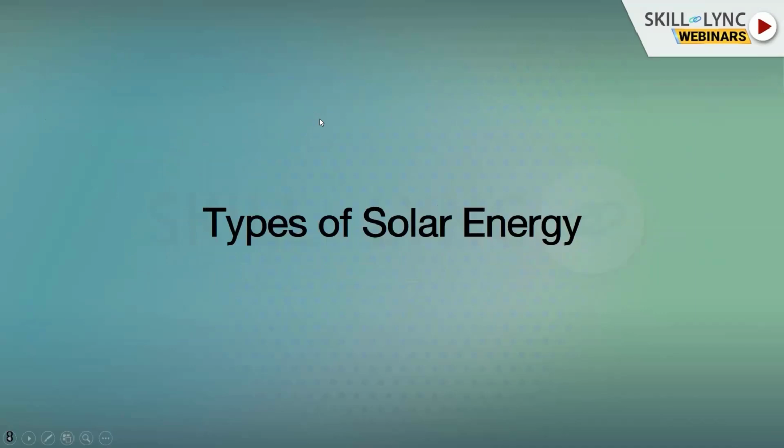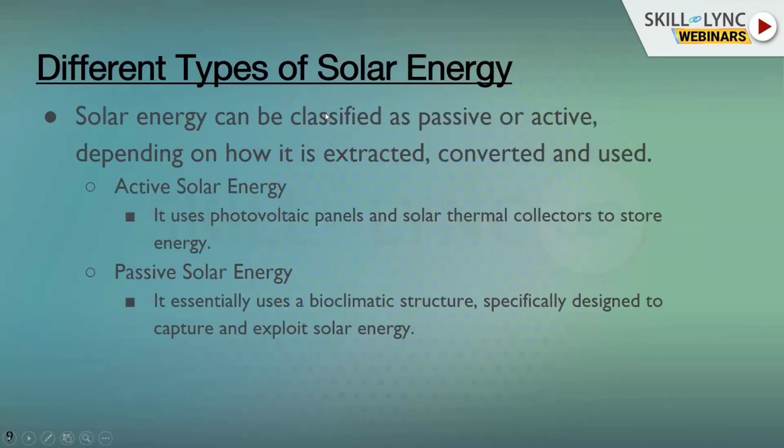And we move to the types of solar energy. Solar energy can be classified as passive and active. Active solar means you use mechanical structures or devices to collect and store the energy, or to generate energy. You can convert that energy into electricity or heat. Examples of active solar energy used every day are solar heaters, street lights, solar panels, and solar cooking appliances.